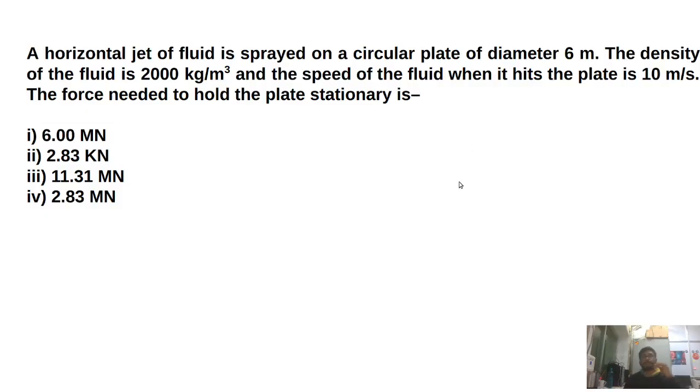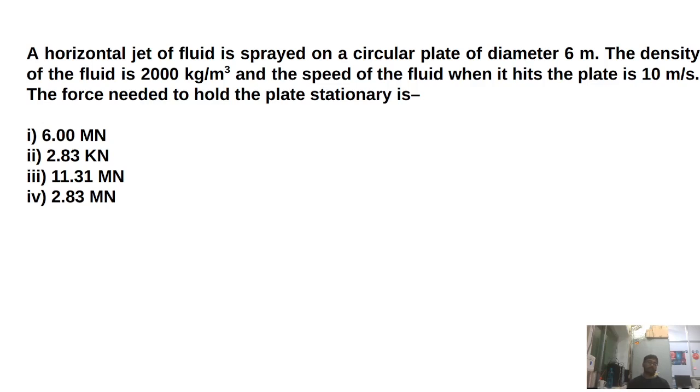So we have a horizontal jet of fluid which is spread on a circular plate of diameter 6 meter. The density of the fluid is 2000 kg per meter cube. Speed of the fluid when it hits the plate is 10 meter per second. Now the force needed to hold the plate stationary, so what will be the force?